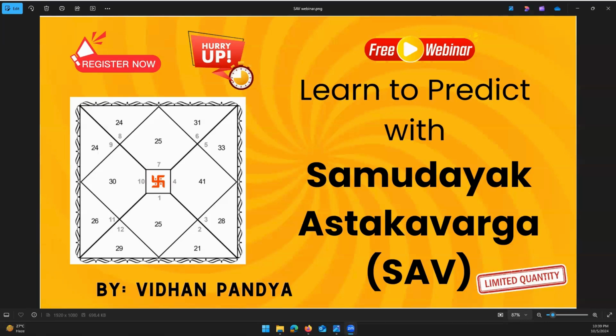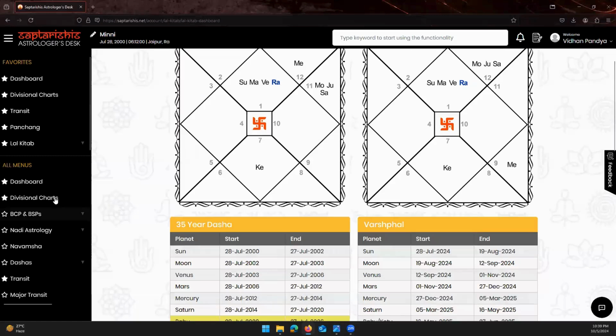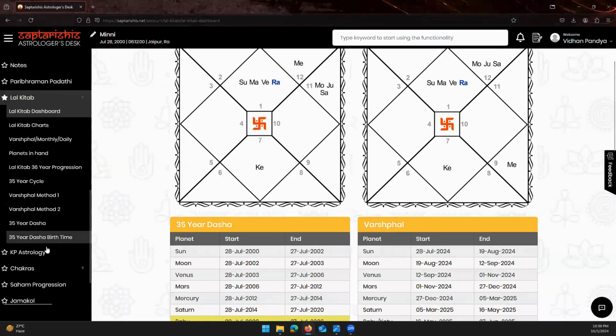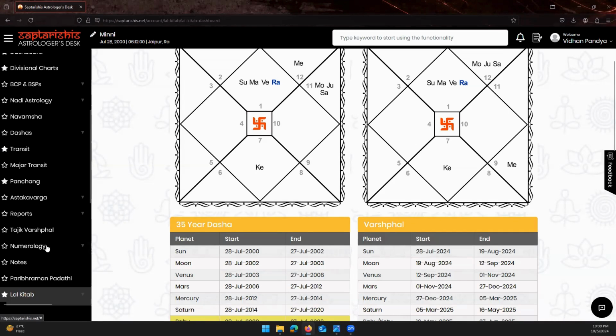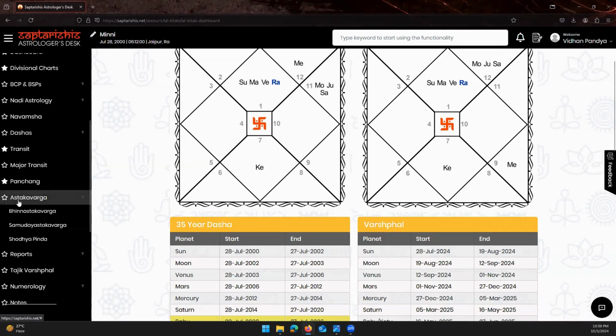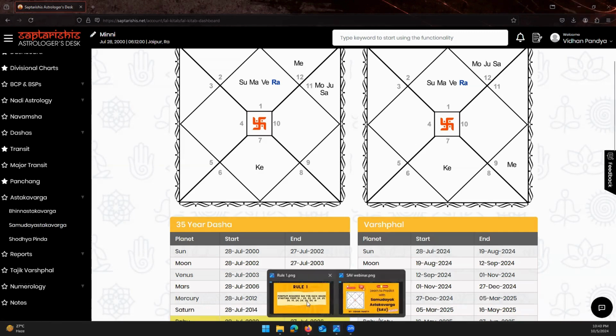So again, I'm sure you all know where to find this Astakavarga module. Just in case you don't know, once you open the chart on the web app, or even on the mobile app, you'll be able to find it under Astakavarga. So under Astakavarga, Samudayak Astakavarga is available here, right? Now, let's look at some of the tools and techniques of Samudayak Astakavarga, and let's learn some of the rules.